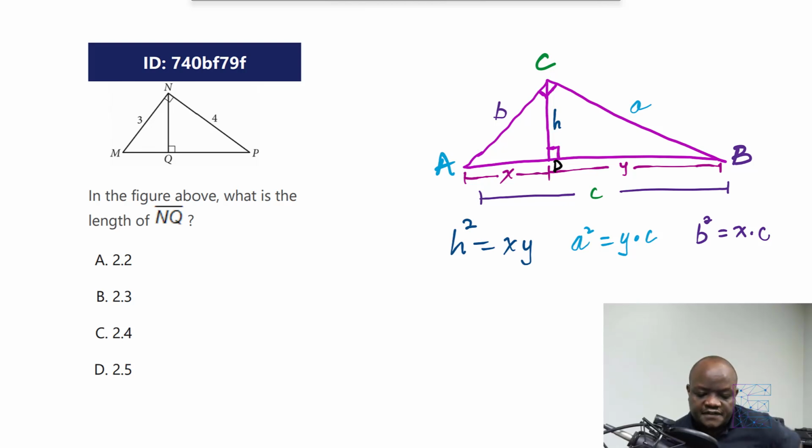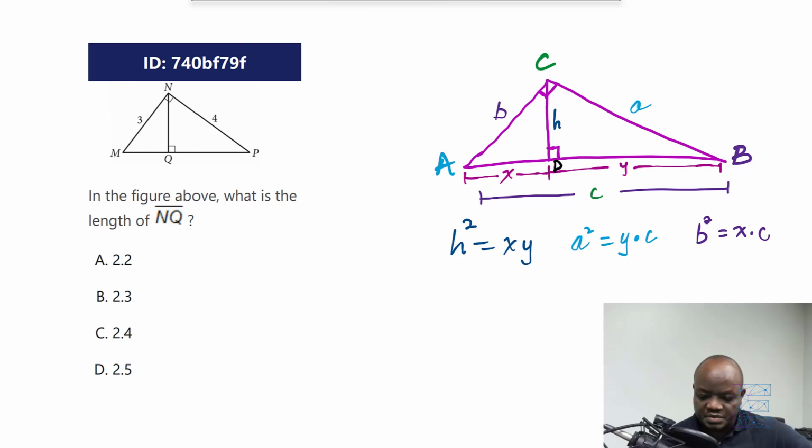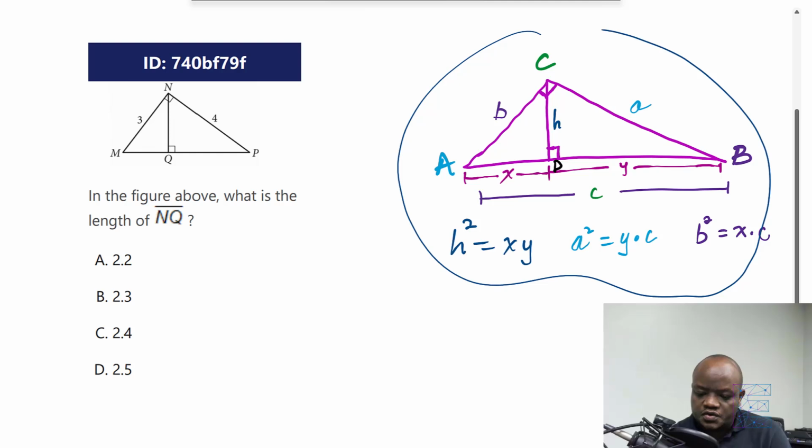All right. In the figure above, what is the length of line segment NQ? To do this question, we want to go back to a geometry concept known as geometric means. That basically involves three triangles, all of them being right triangles, two nested inside of the big one. So the diagram that I'm referring to is the one to the right here.